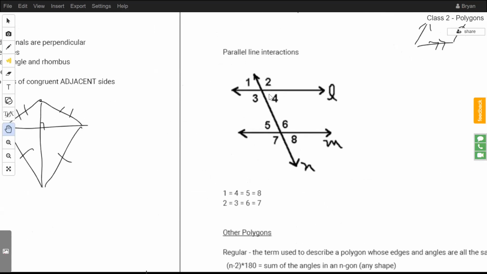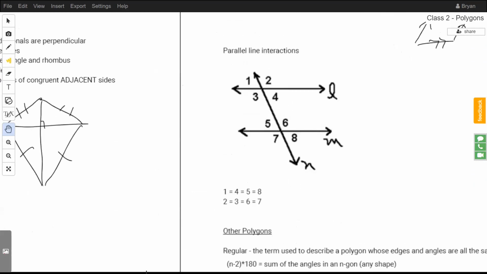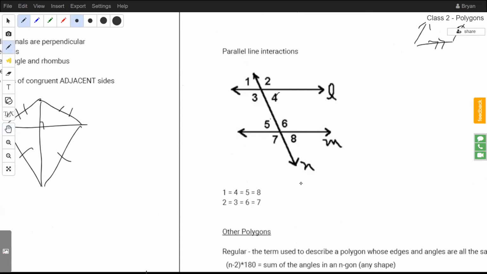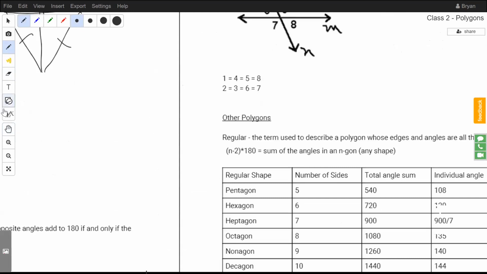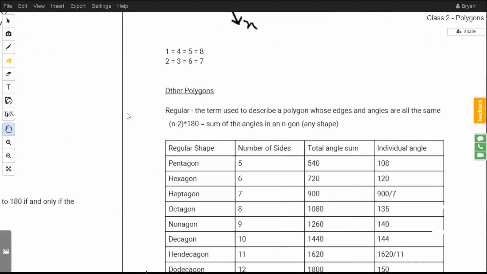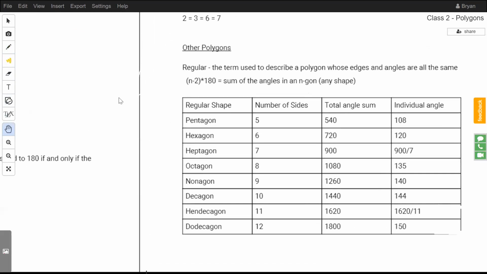But yes, you can show this is true by using vertical angles, and these are alternate interior angles. This is just a theorem about parallel lines that is very important. I'm using the word important a lot, but it should be. So I'd like to move on to other polygons, as this is something you might see.